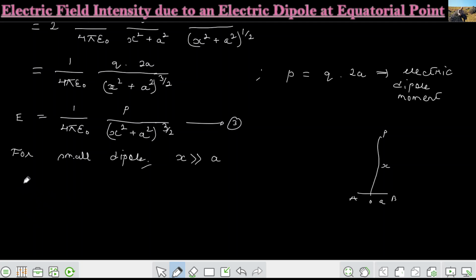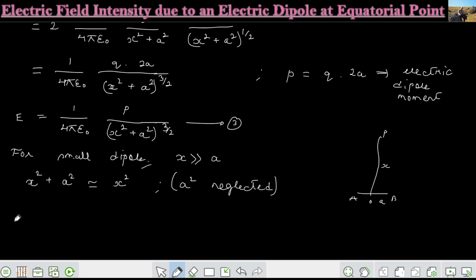That means the term x square plus a square is equivalent to simply x square. What is the reason? The a square term can be neglected.